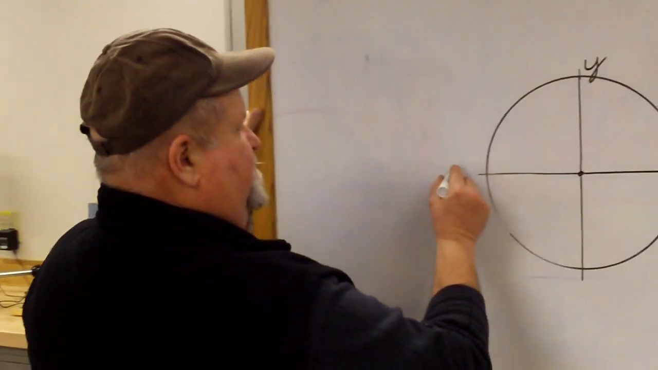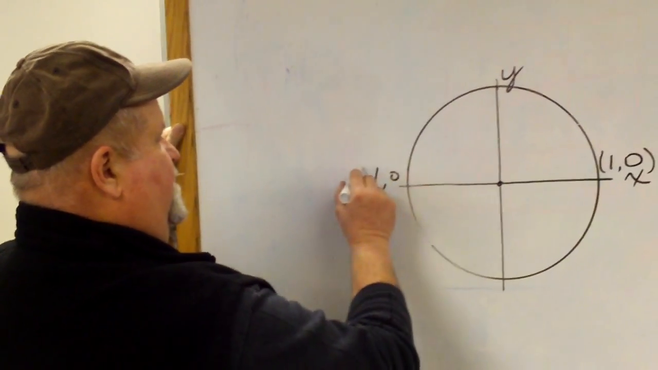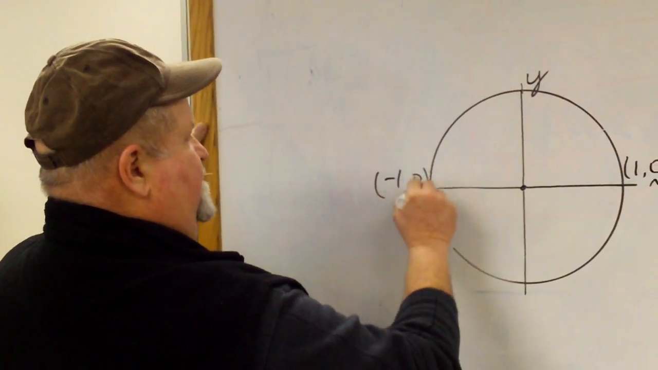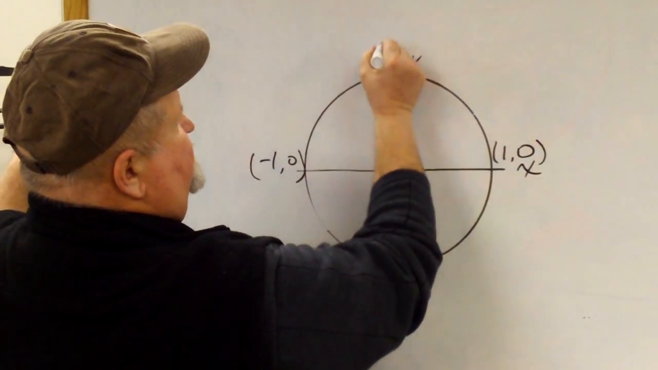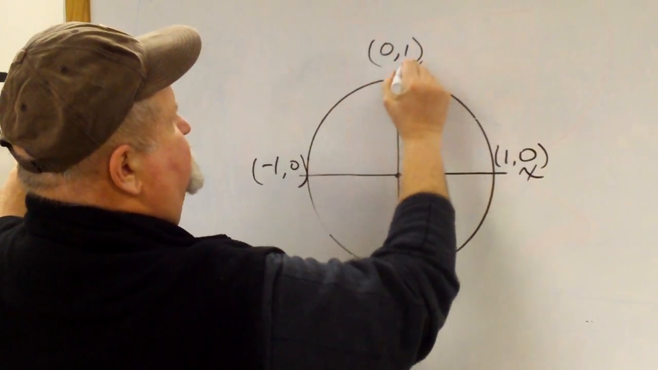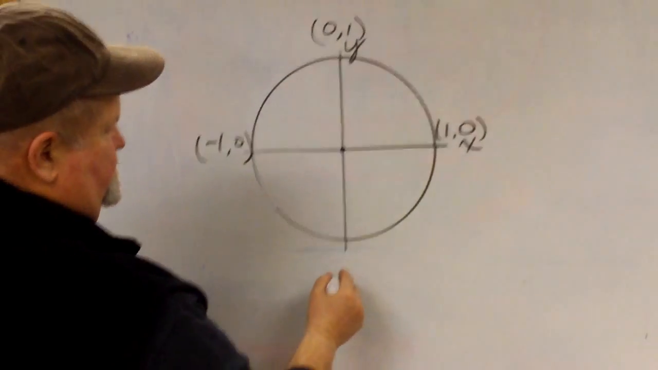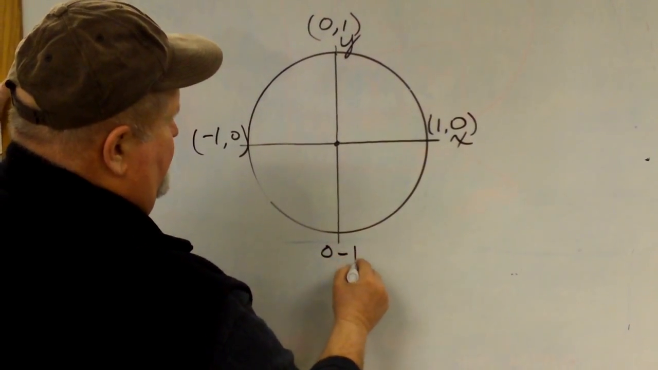Going the other way on x, we go minus one and zero. We don't go up or down at all on the y. Over here, we don't go anything on the x, so we get a zero, but we get a plus one on the y coordinate. Down here, just the opposite. We go zero on the x, minus one on the y.